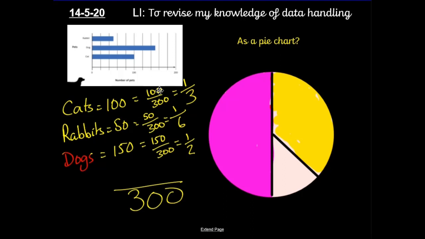Well, rabbits, we could go with a green. Okay, and rabbits there. And you can see I have now got my pie chart also completed. Okay, using fractions to help me split up that whole circle.